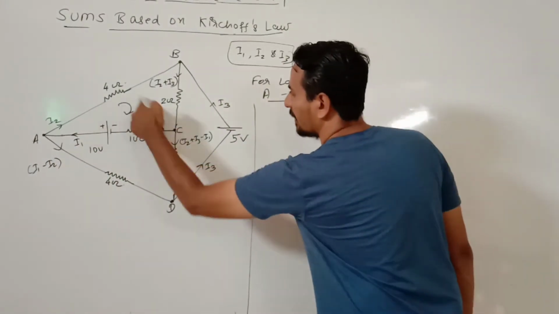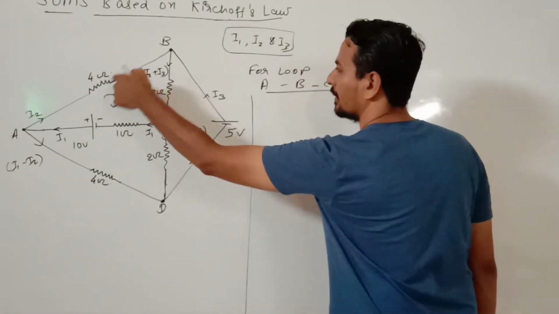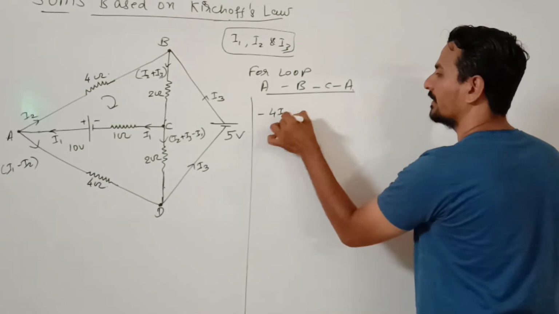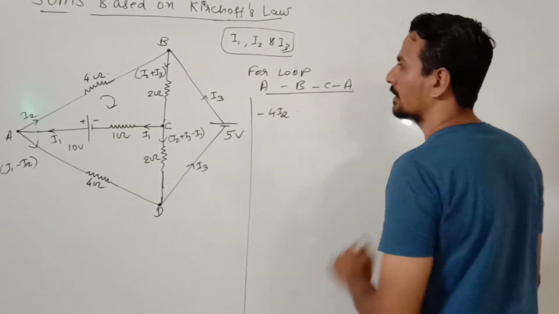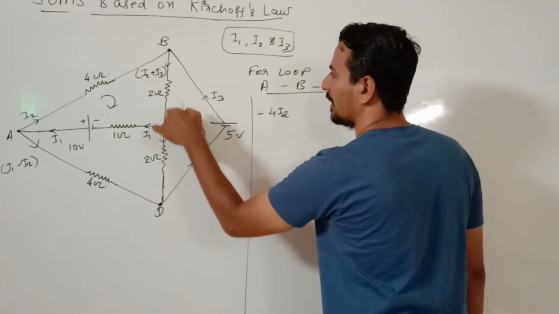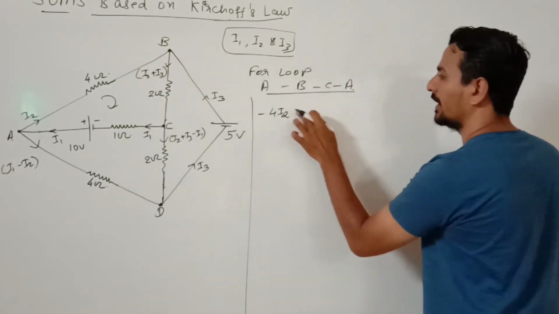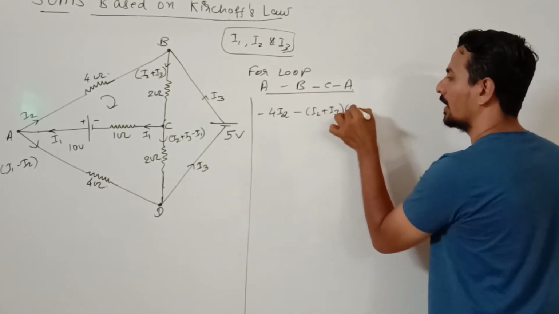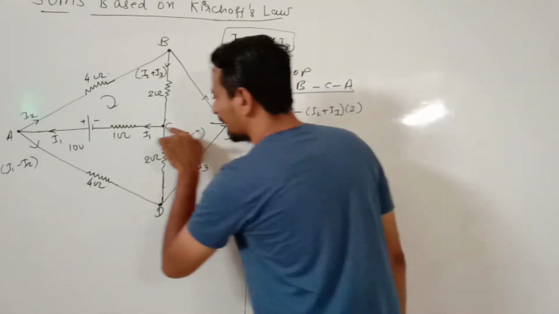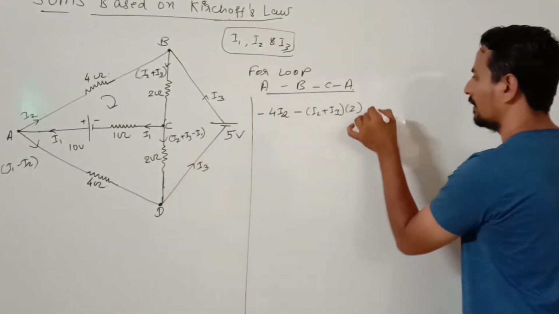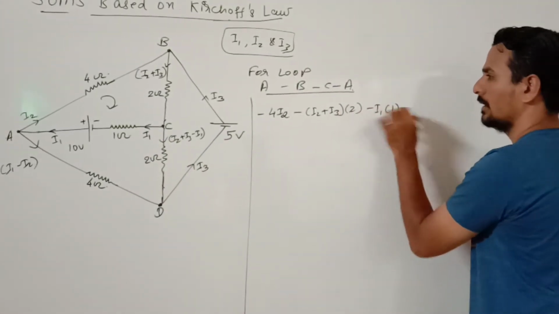So we are moving in this direction. I2 is also the current going in the same direction. So the drop across 4 ohm resistor will be negative, IR. Again, the direction of current and R direction are same. So again it is minus I2 plus I3 into R, IR. Now we are moving in this direction. Current is also going in that direction. So that is I1 into R.